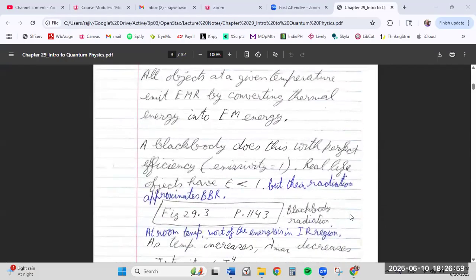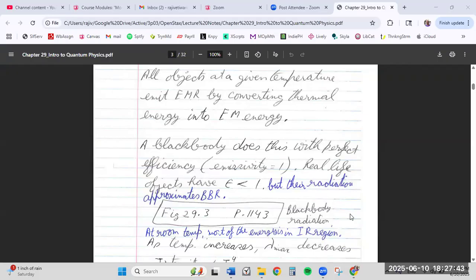Now, all objects at a given temperature emit some amount of electromagnetic radiation. What happens is, due to the thermal motion of the molecules that make up a substance, there's always a vigorous oscillation taking place, just like molecules of a gas are constantly moving around. Similarly, molecules of any substance, not just gas, are also constantly moving around because they have a certain finite temperature. The motion may not be as vigorous as it is for gases, but even in solids and liquids, you have that motion.